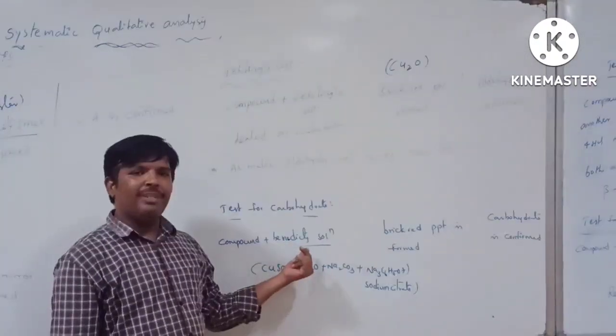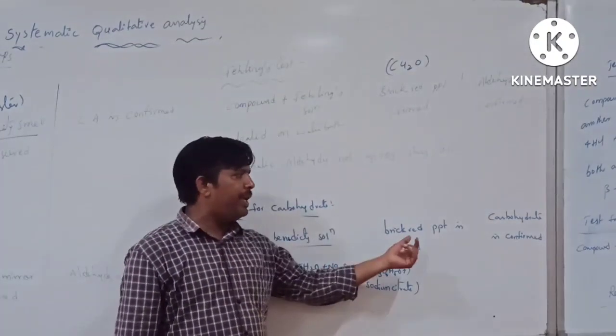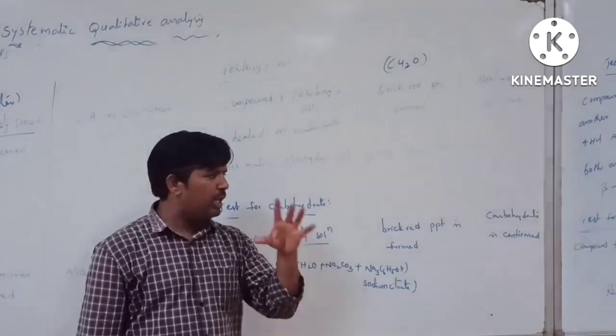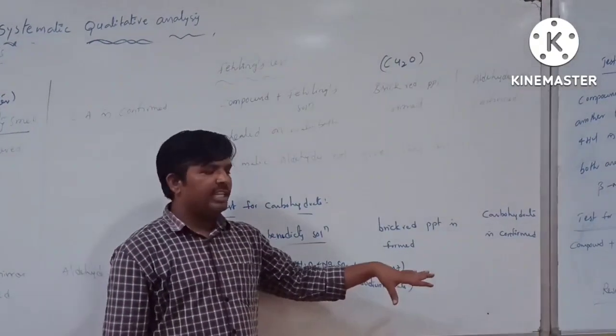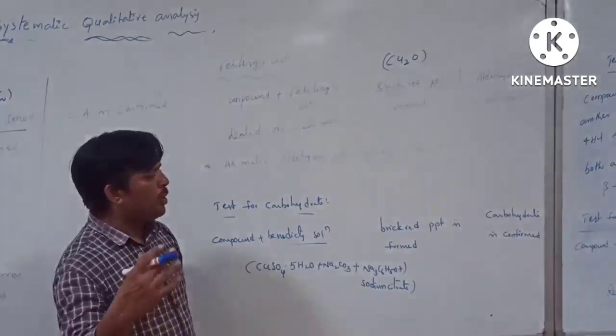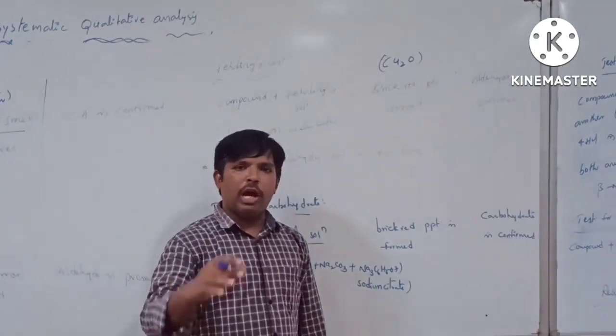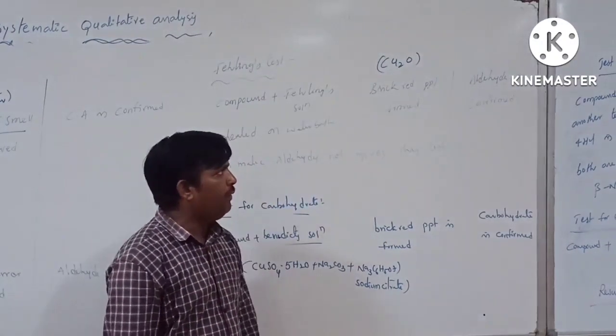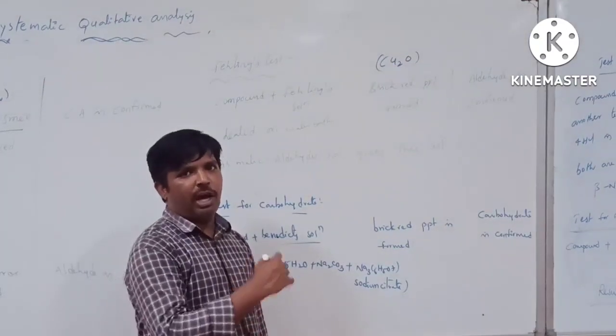Okay, when Benedict's solution is added to the compound, you will get a brick red precipitate. The formation of brick red itself indicates the presence of carbohydrate. Therefore carbohydrate is confirmed. Okay, then we'll go for the test for amines.